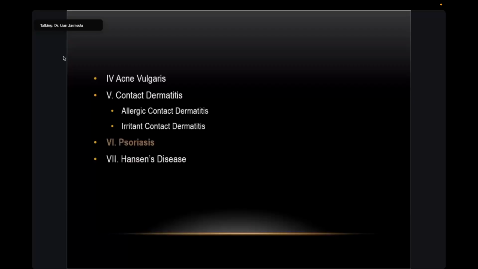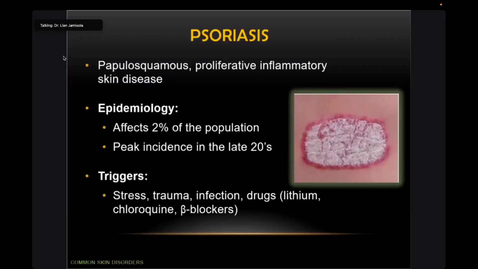Let's go to psoriasis as this is also very important. Okay, this is one of the most common skin disorders that we see. It's a papulosquamous proliferative inflammatory skin disease that affects 2% of the population with a peak incidence in the late 20s. So it's a chronic condition, no? That triggers our stress, trauma, infection, and even certain drugs such as lithium, chloroquine, and beta blockers.